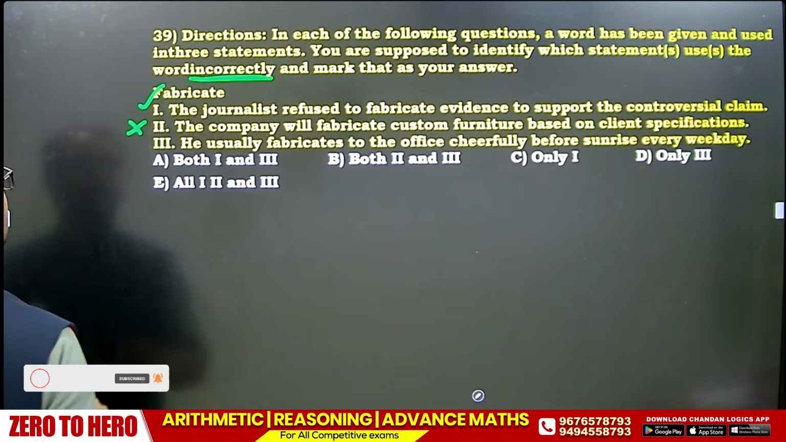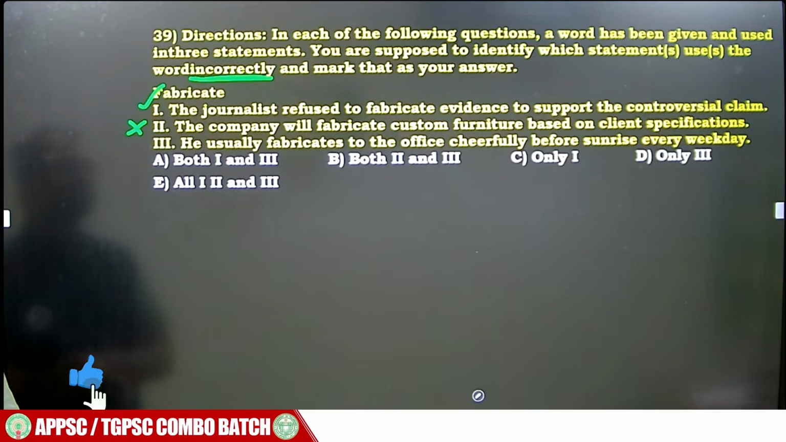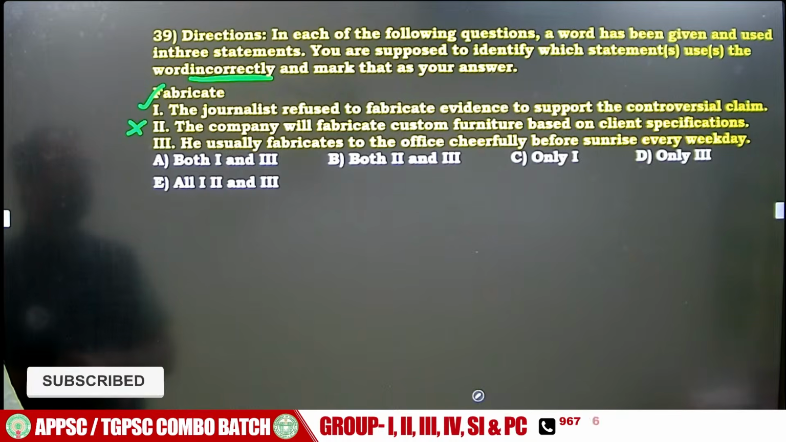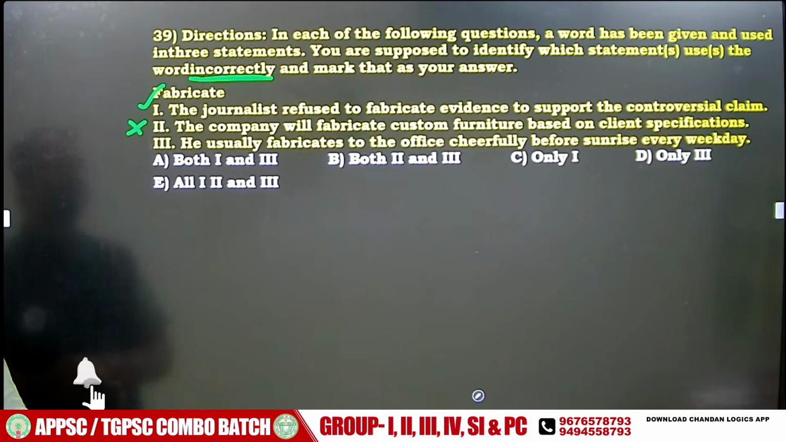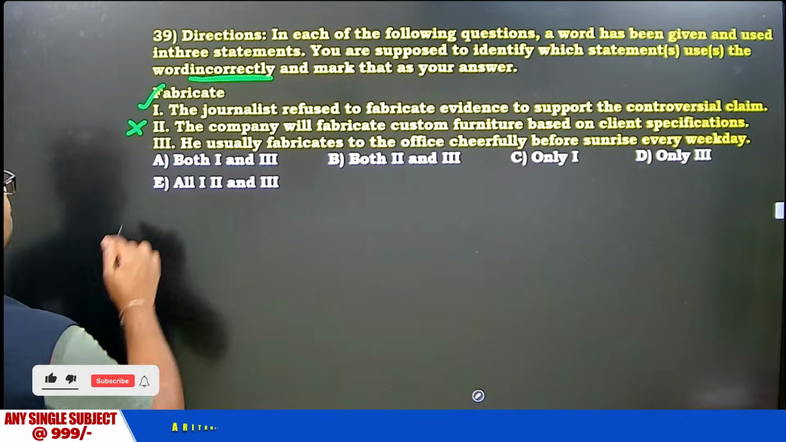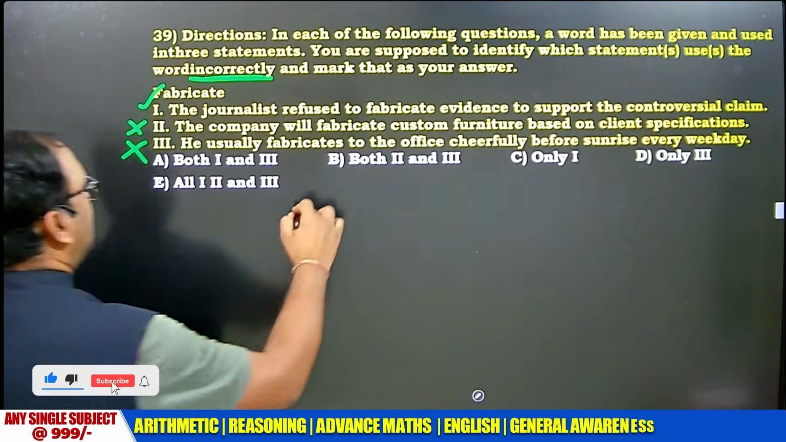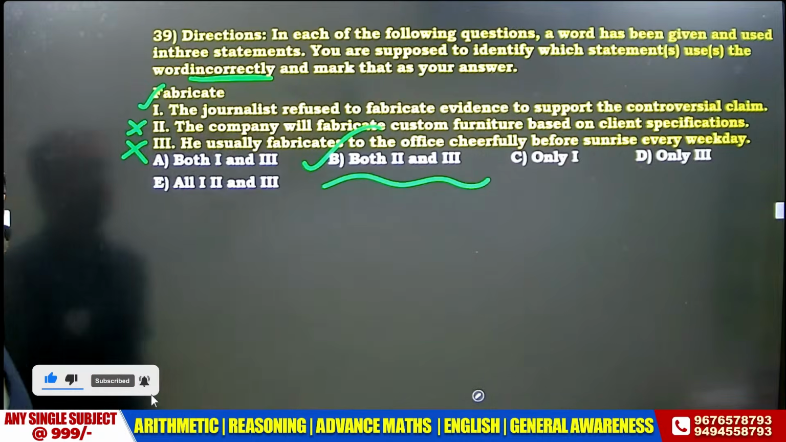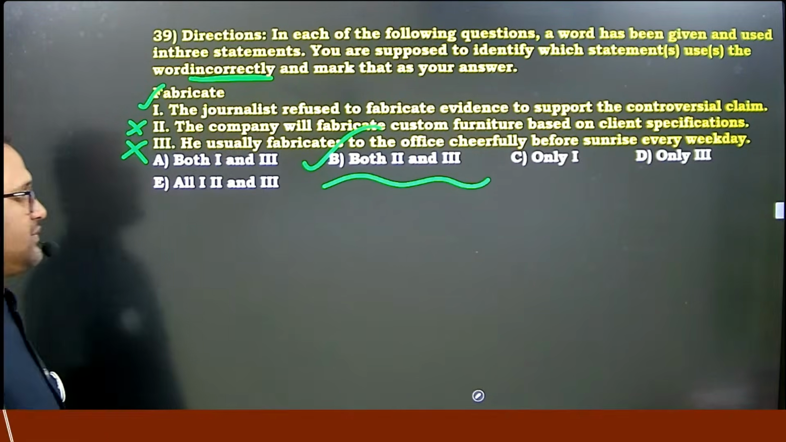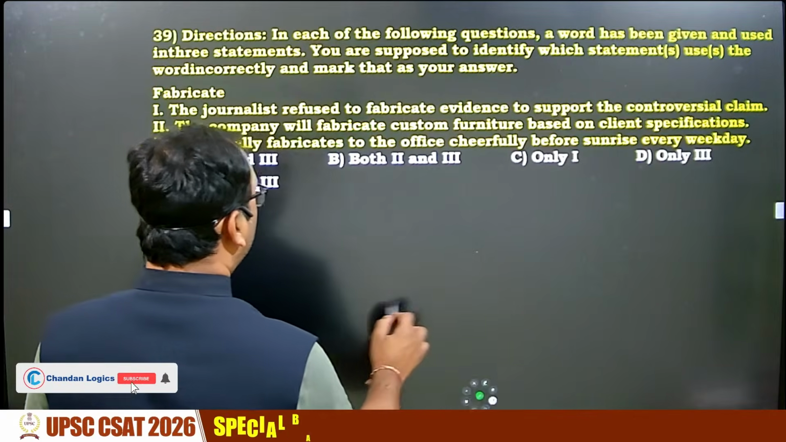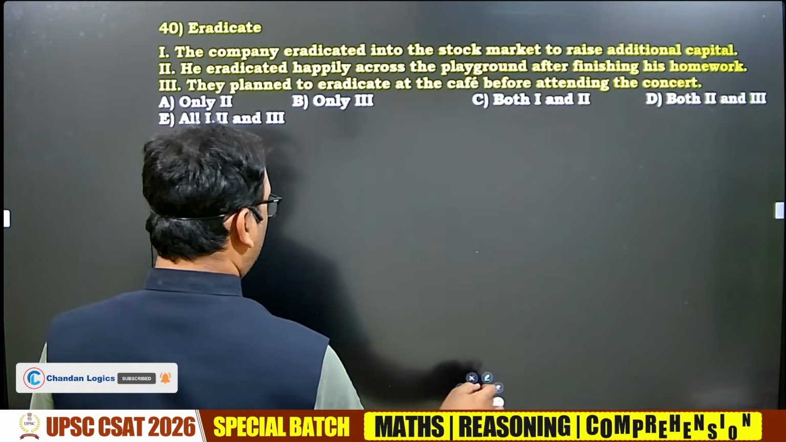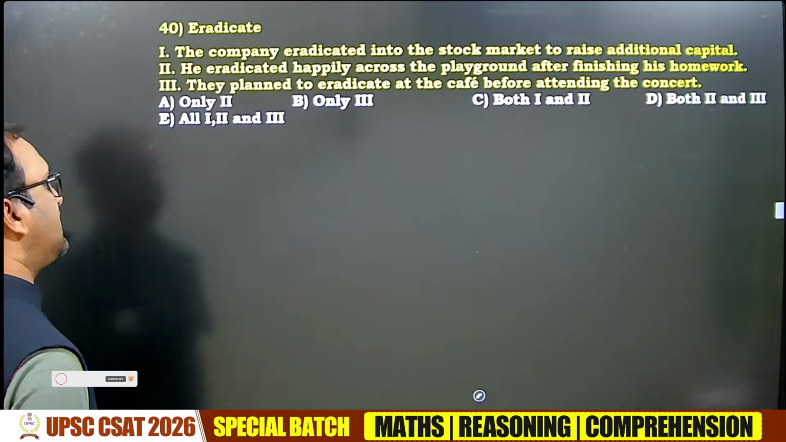Perfect. He usually fabricates to the office cheerfully before sunrise. What is this? He usually fabricates to the office. What is he usually fabricates to the office? What? 2 and 3 both are wrong. Fabricate means cheat. The last question and then the session ends.